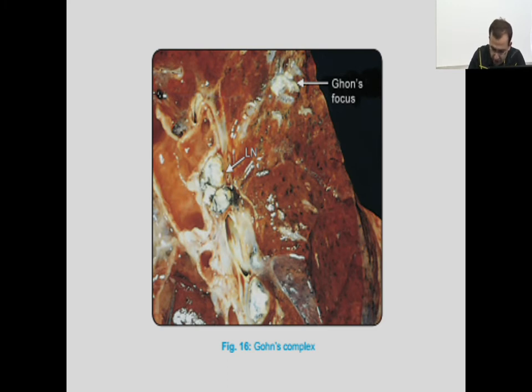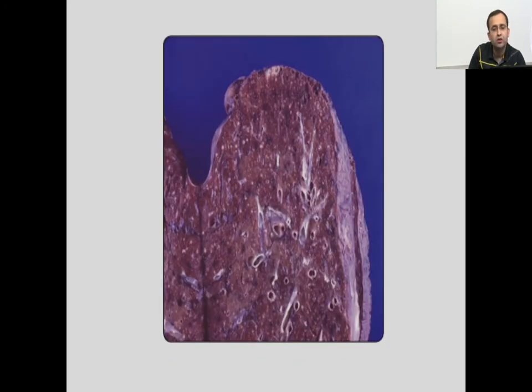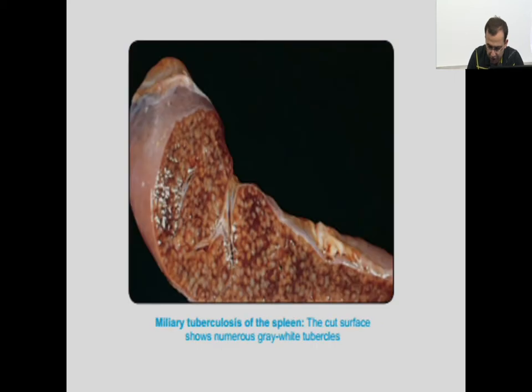Next, we have already seen what miliary TB looks like in the lung. So involvement of the same in the spleen: what we have here is the cut surface which shows numerous small grey-white tubercles on the spleen. So this is miliary tuberculosis of the spleen.